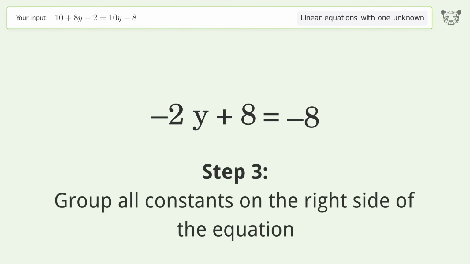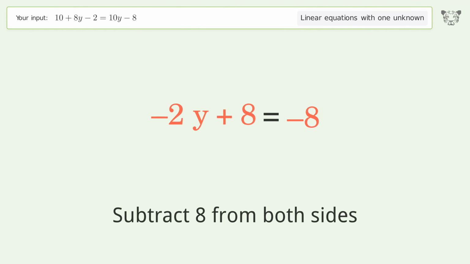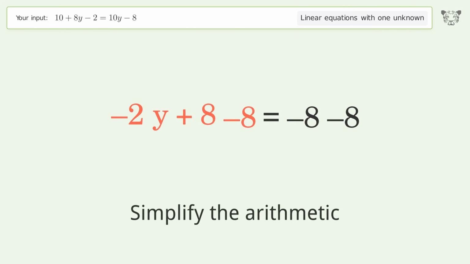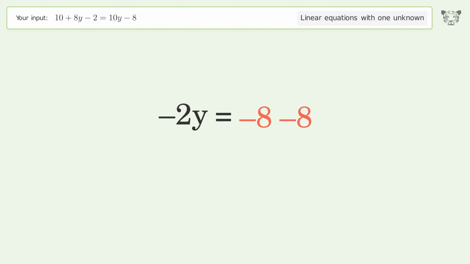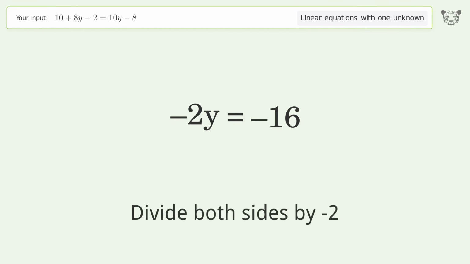Group all constants on the right side of the equation. Subtract 8 from both sides. Simplify the arithmetic. Isolate the y. Divide both sides by -2.